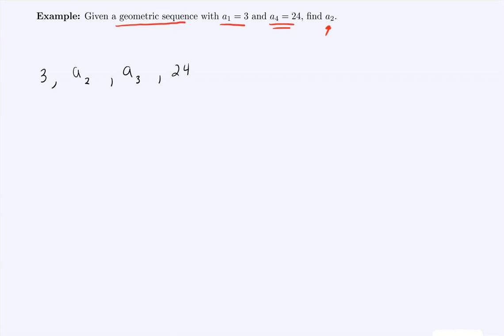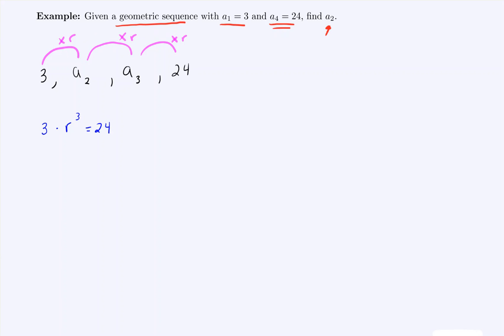And then what do I know has to happen? To get from here to here, I multiply by the common ratio. To get from here to here again, I multiply by the common ratio. To get from here to here, I multiply by the common ratio, and I'd get 24. That would give me the equation 3 times the common ratio, which multiplies by itself 1, 2, 3 times, so the common ratio cubed equals 24.